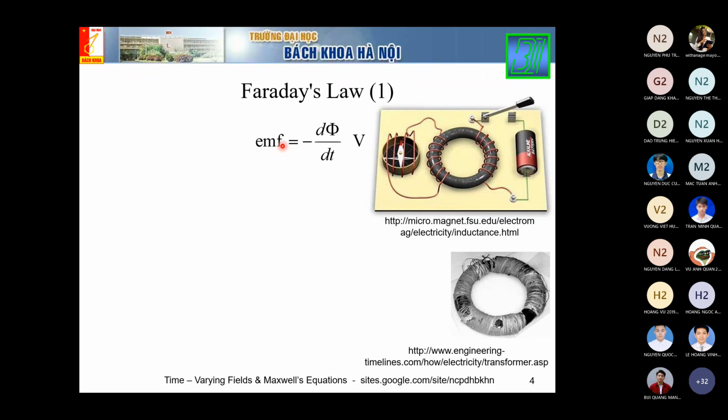EMF here stands for electromotive. I will type that one in the chat box. Give me 1 minute. Where is that? Here it is. EMF is electromotive force. You should know this. Hiểu á?